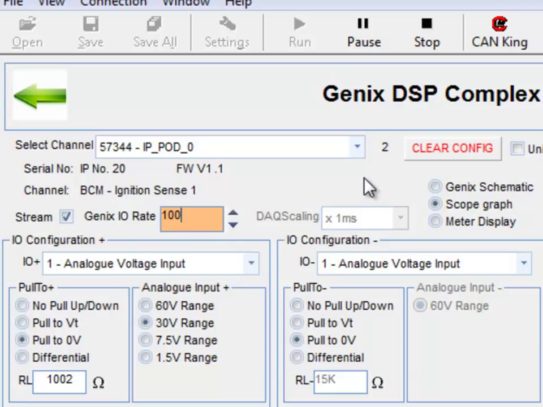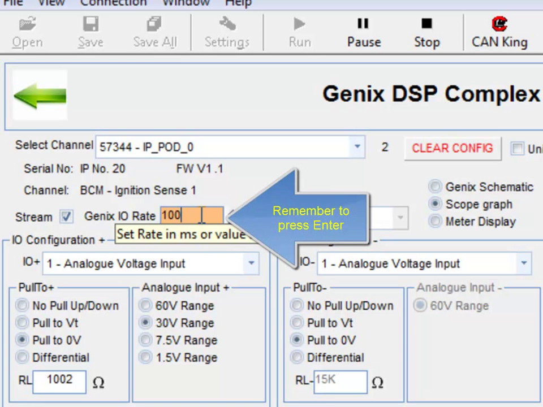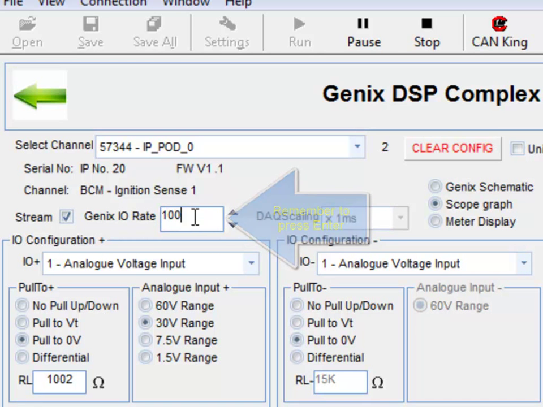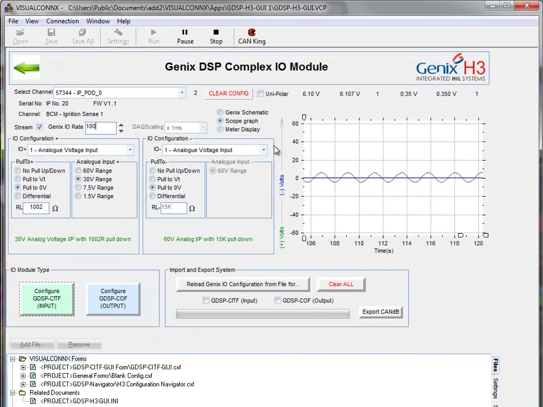I have to type in 100 in the Genix I/O rate field and make sure that the stream checkbox is turned on. A value of 0 in this field with stream turned on will effectively turn off the streaming. So I will press enter, and now the module has been configured to stream data every 100 milliseconds.